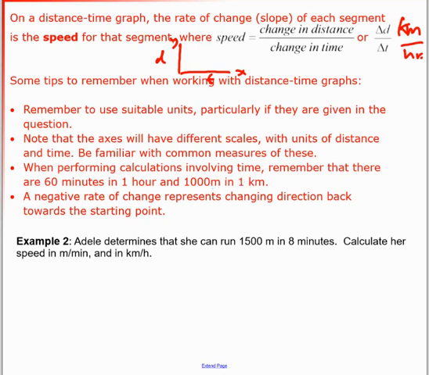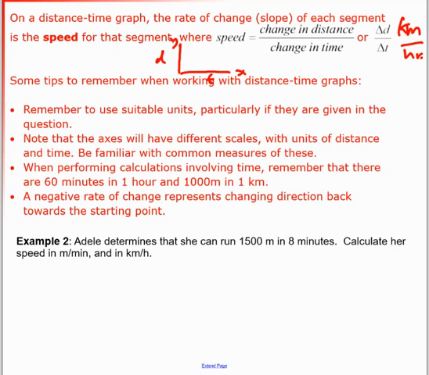meters in every kilometer. A negative rate of change represents a change of direction back towards something. So it doesn't mean you're slowing down, it just means the direction. So if positive is moving away from the start line, then negative would be moving back towards the start line. That's all we have to indicate from that. We don't need to think of it as a slowing down at all.